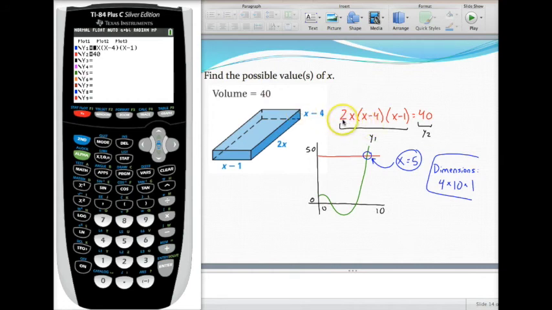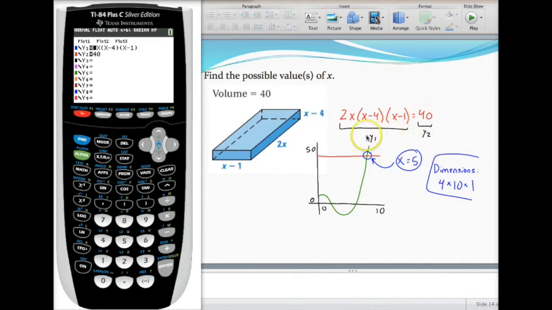And so what I've done is I've already gone ahead and written my equation to find the volume of a prism. Recall it's length times width times height. So 2x times x minus 4 times x minus 1, and I want to set that equal to my volume of 40. Now I'm going to use my graphing calculator to solve this problem. I'm not going to try to do this by hand.